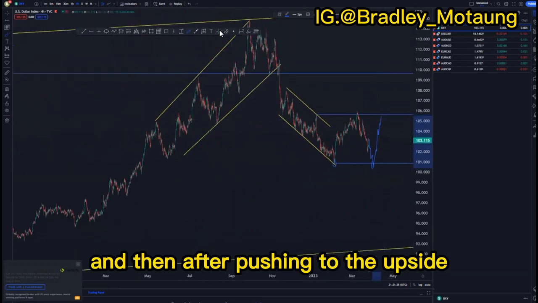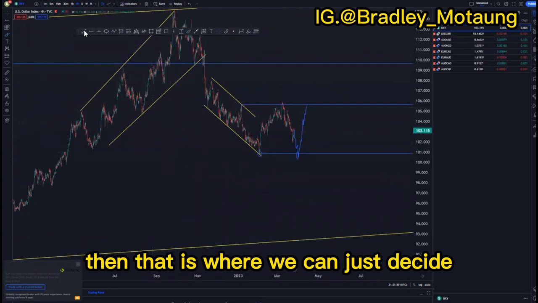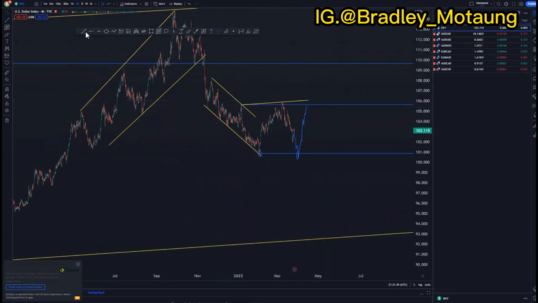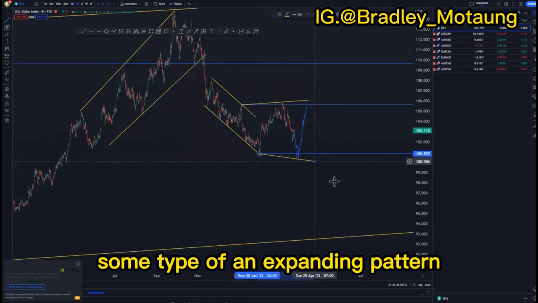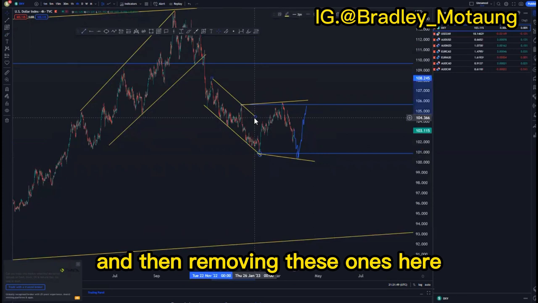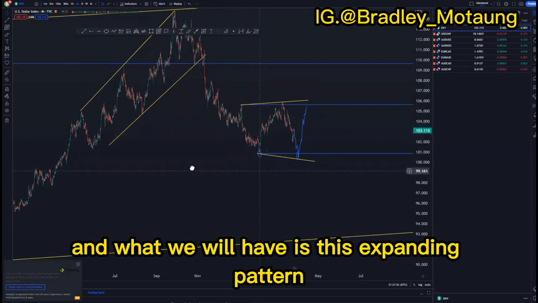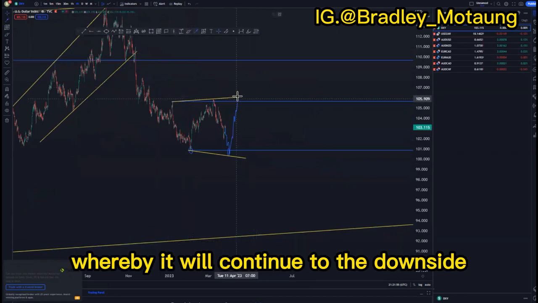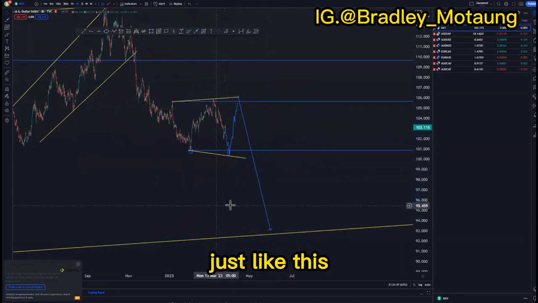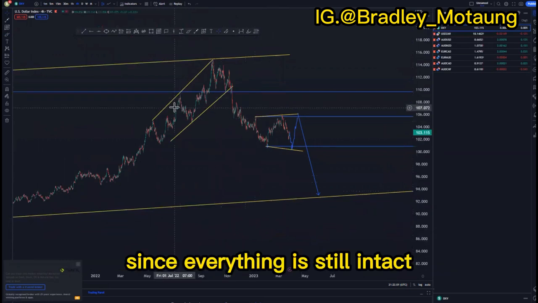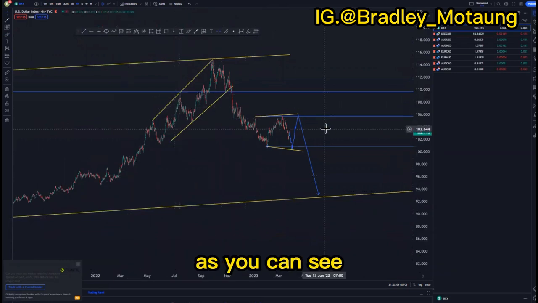And then after pushing to the upside, that is where we can decide if this would be the one that's going to give us some type of an expanding pattern. Then, removing these ones here, what we will have is this expanding pattern whereby it will continue to the downside, just like this. So this is what I'm expecting on the DXY, since everything is still intact, as you can see.